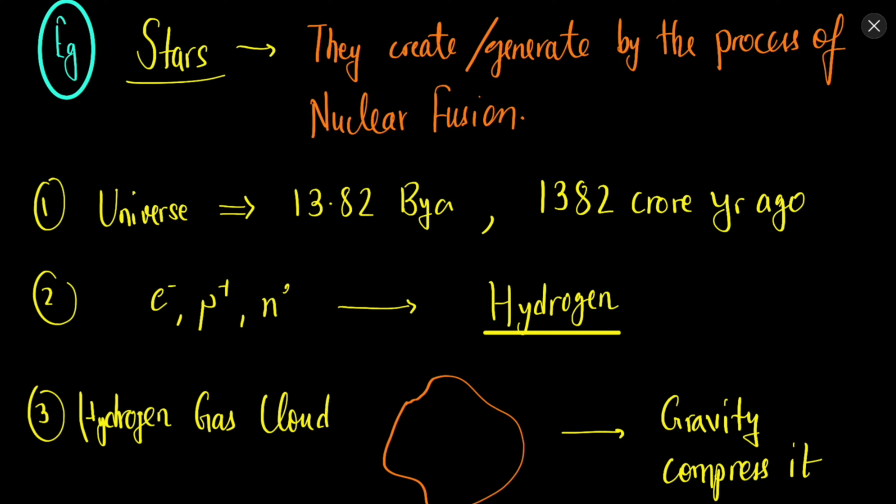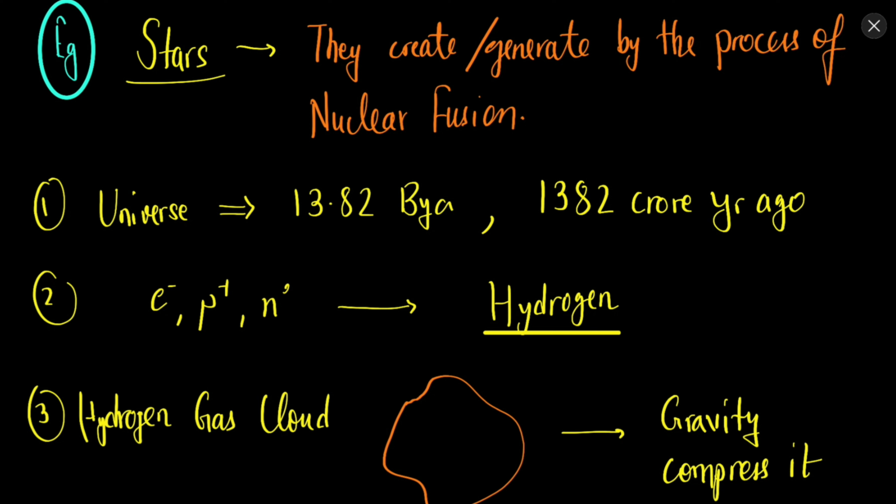And for any solar system, any planet in the universe, its star is very important because the star gives the energy. So the star obtains the energy by the process of nuclear fusion.